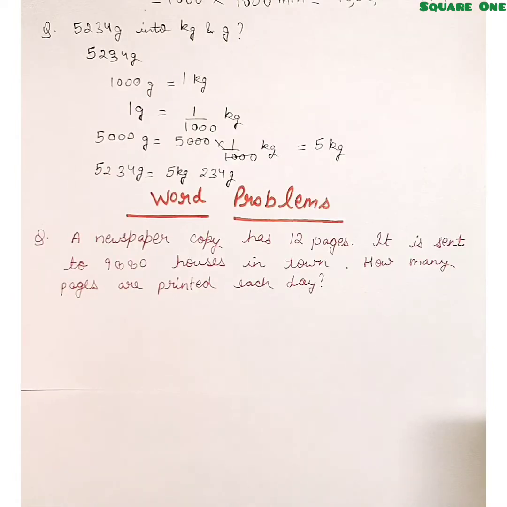Now let us move on to the next topic, which is word problems. Let us see the first question. A newspaper copy has 12 pages. It is sent to 9,880 houses in town. How many pages are printed each day?